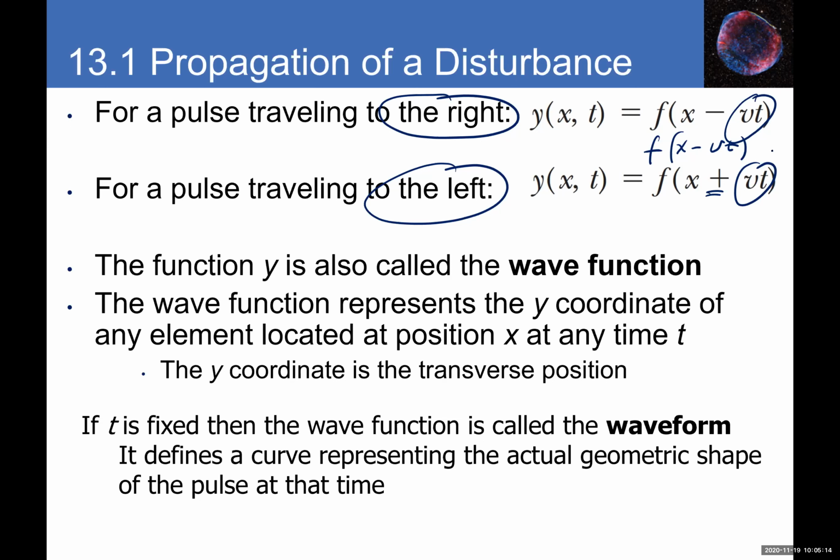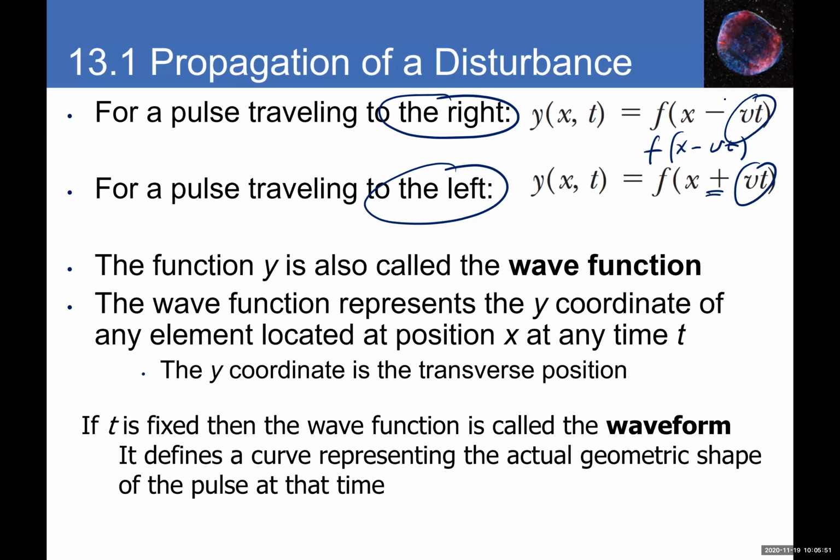That means what we're saying here is the argument of the function still must be the same. So again, this is known as a wave function. The wave function represents the y coordinate of any element located at position x at any time t. So now we have two variables, x and time.